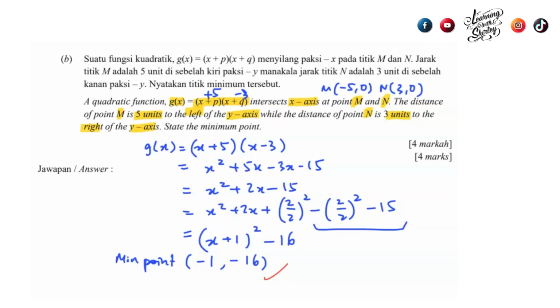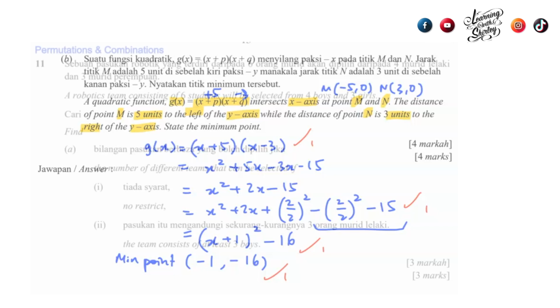So where do we get the 4 marks? Factorize and put inside the bracket, this is 1 mark. Then this is 1 mark. Then vertex form is 1 mark, and the final answer, the minimum point, is 1 mark. So the total marks here is 4 marks.